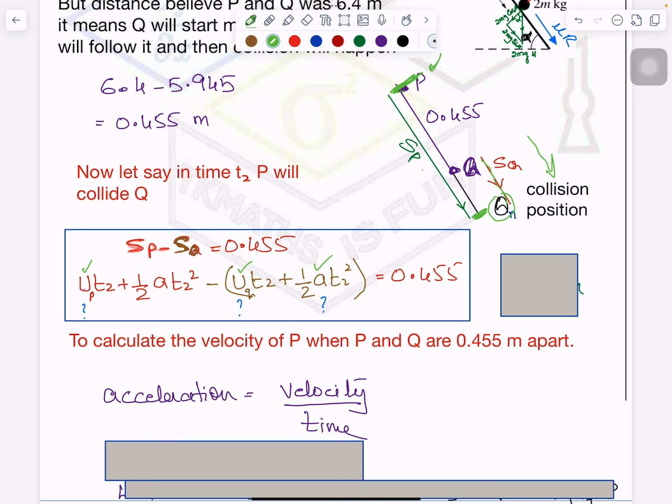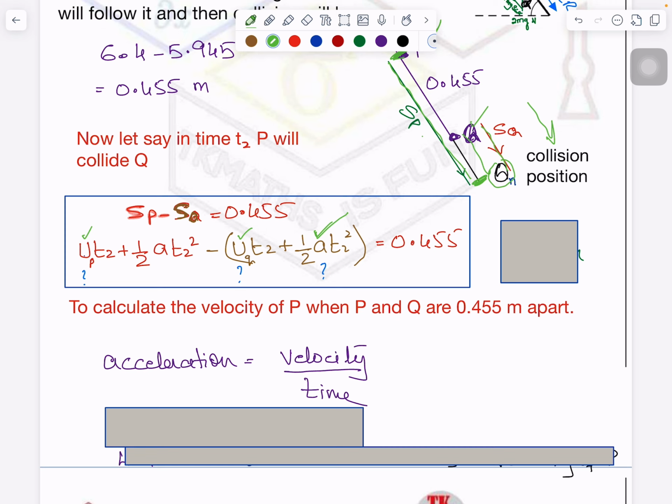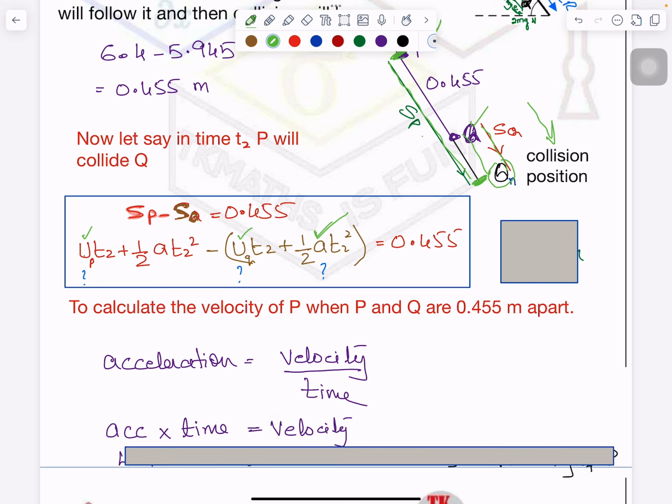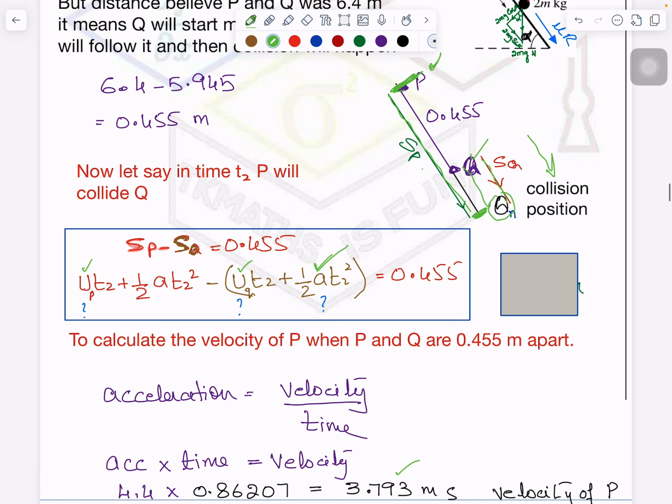because from here it is coming all the way here. For Q, when it is coming from here, we know its initial velocity is 0. We will only calculate its acceleration so that we can put it here. So we know acceleration is velocity divided by time, and particle Q has taken time 0.86207 with the acceleration 4.4. We have all calculated in the above parts. So the velocity of P at this instant is 3.793. 3.793, right?